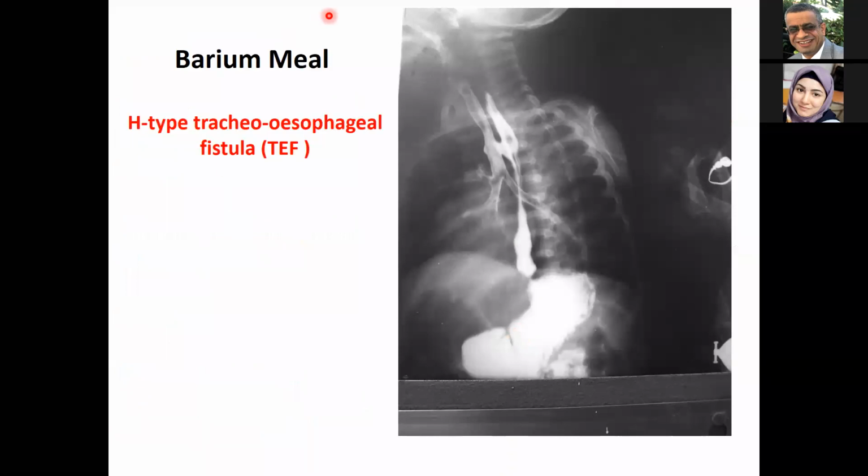This barium meal shows an H-type tracheoesophageal fistula, which is a rare type of fistula between the trachea and the esophagus.